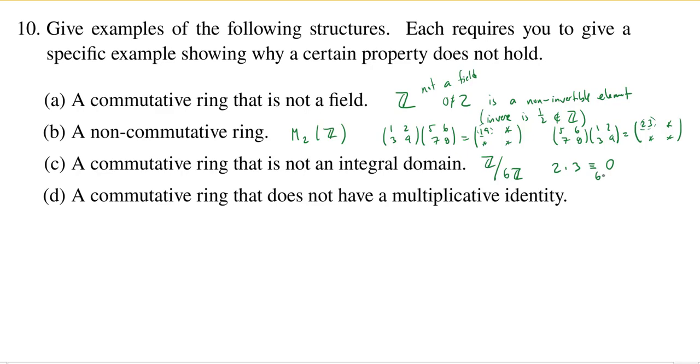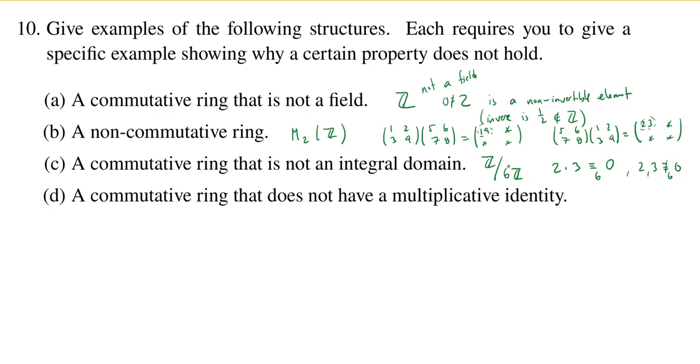But 2 and 3 are not 0. Right? 2 and 3 are not 0 mod 6. Therefore, we have 0 written as a product of non-zero elements, and hence Z mod 6Z is a commutative ring, but not an integral domain.